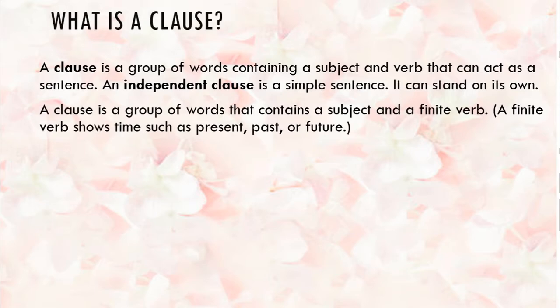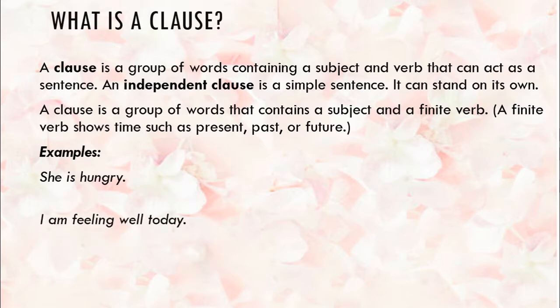A clause is a group of words that contains a subject and a finite verb. A finite verb shows time, such as present, past, or future. For example, she is hungry. I am feeling well today. So in these two sentences, we have subject and finite verbs. So these two sentences are clauses. Okay, she is hungry. This is a clause. I am feeling well today. This is another clause. Right.